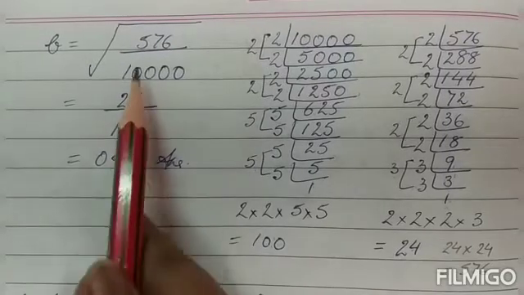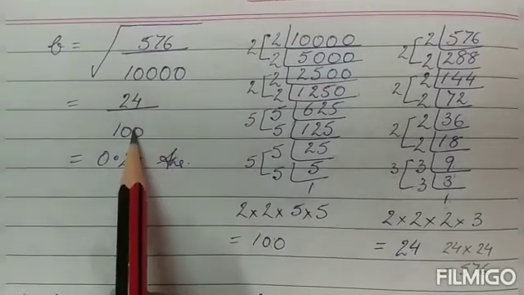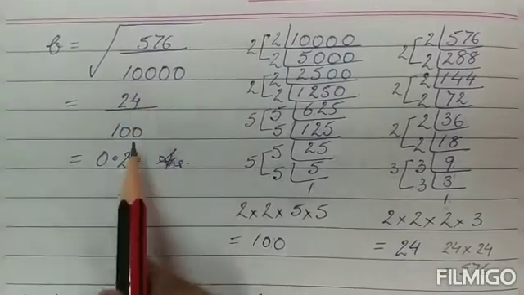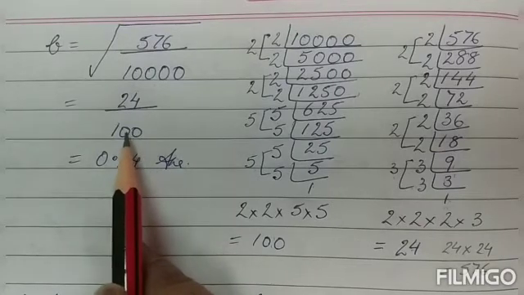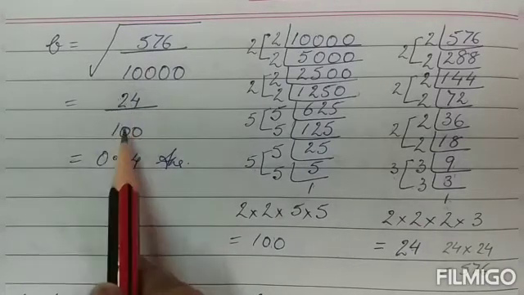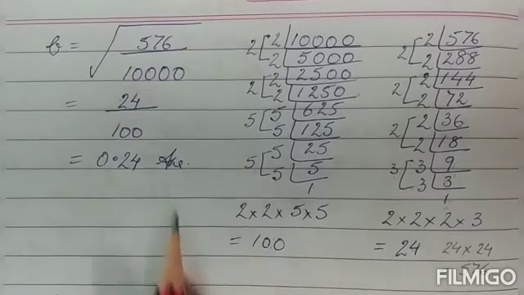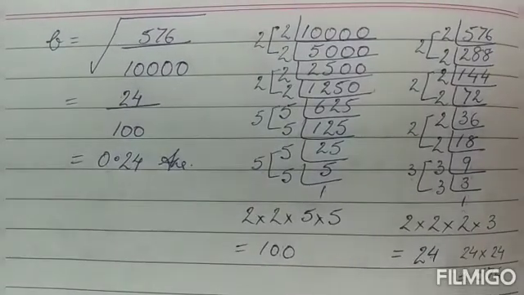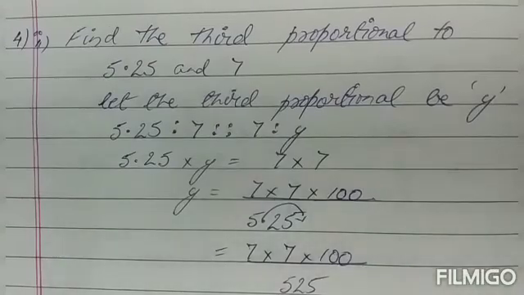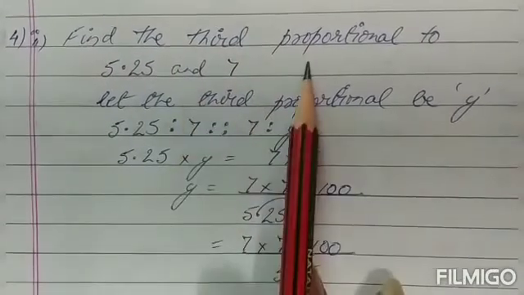Right? So we have taken out the under root for both the numbers, 24 upon 100. And when you remove these 2 zeros, children, the decimal can be put after 2 places over here. So I have taken my number as 0.24. And that's the answer. Question number 4 is find the third proportion to.